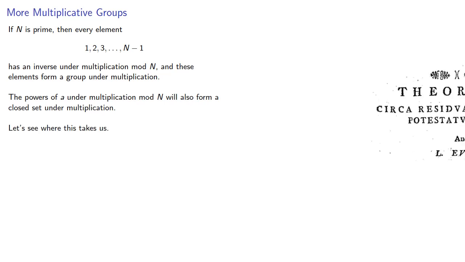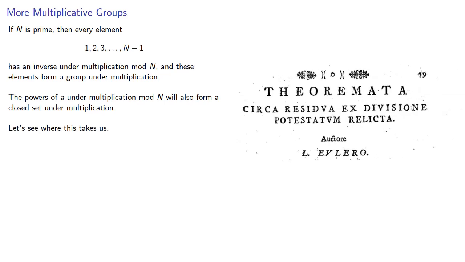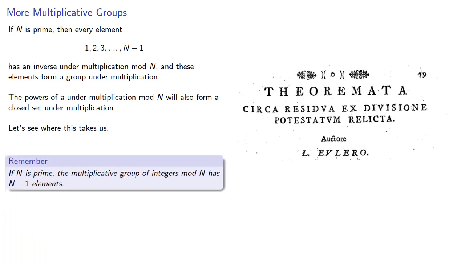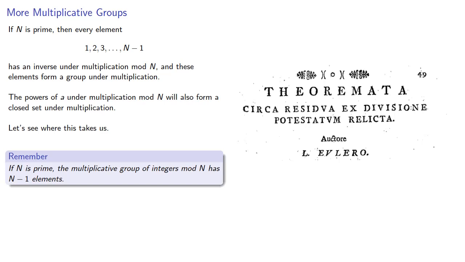In this, we'll follow in the footsteps of Leonhard Euler, who in 1755 presented a paper whose English title might be something like "Theorems about the Remainders Left by Division of Powers." It will also be helpful to remember that if n is prime, the multiplicative group of integers mod n has n minus 1 elements.